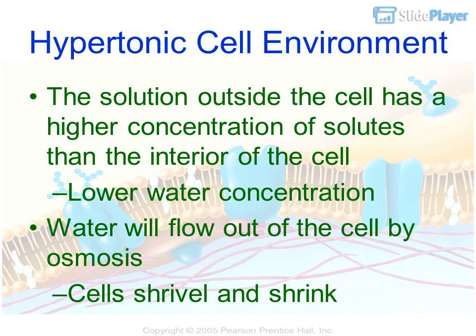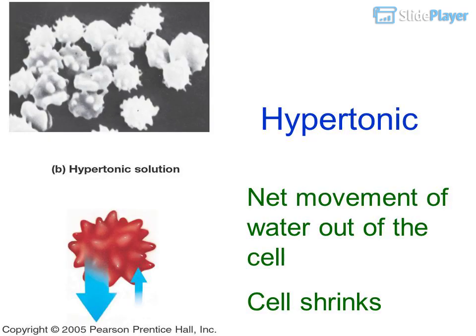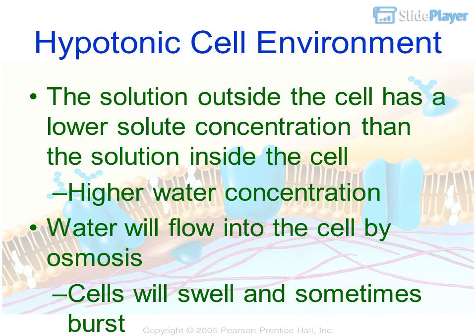Hypertonic cell environment. The solution outside the cell has a higher concentration of solutes than the interior of the cell, so a lower water concentration. Water will flow out of the cell by osmosis. Cells shrivel and shrink. There is a net movement of water out of the cell.